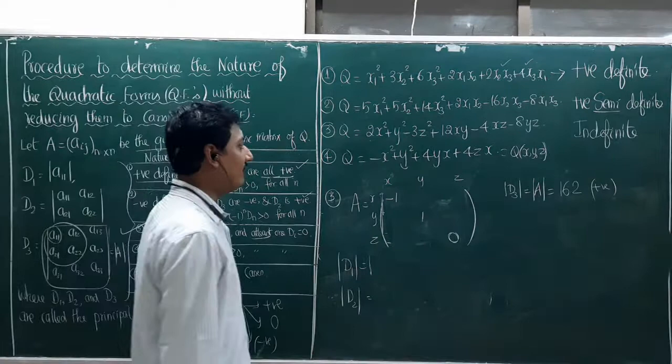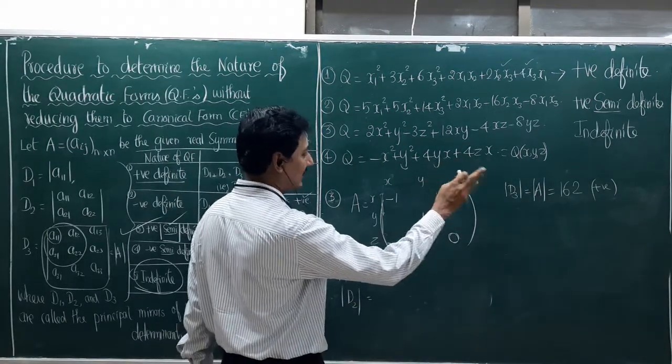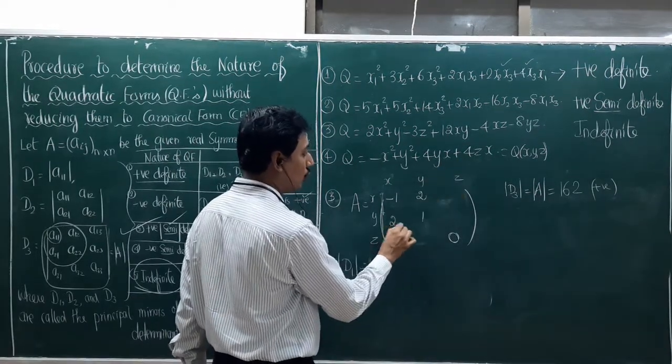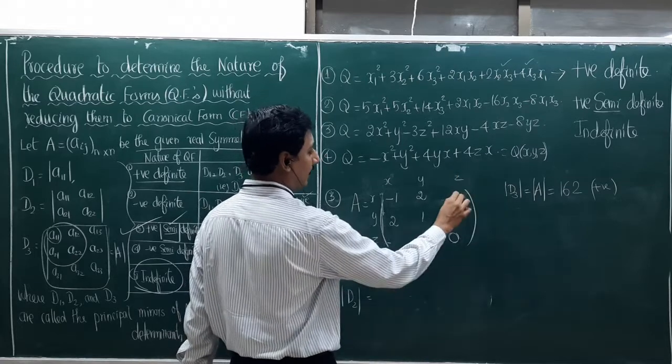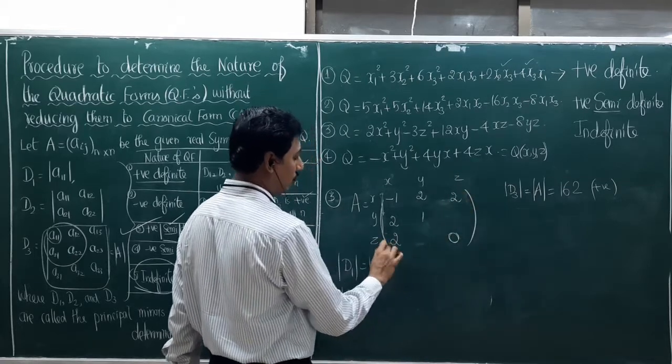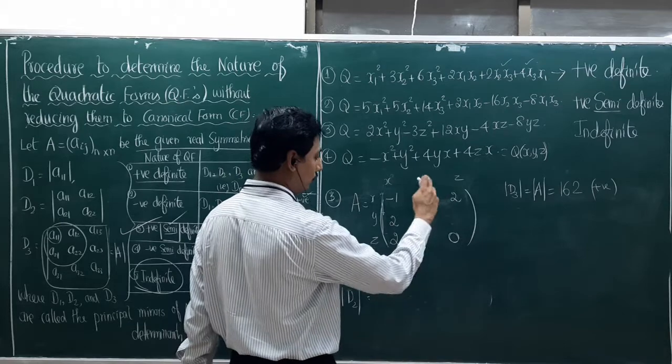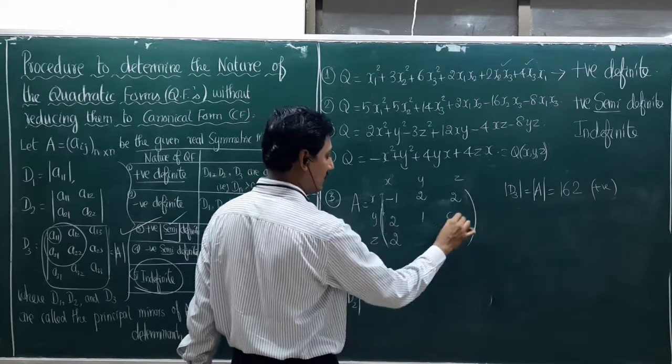So what's the coefficient of xy? I think yx or xy have the same meaning, so half of that, so 2. What's the coefficient of xz? 4, so 4 divided by 2 we get 2. What about the coefficient of yz? yz is not there in the given list, so 0.